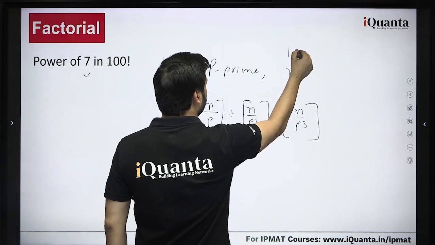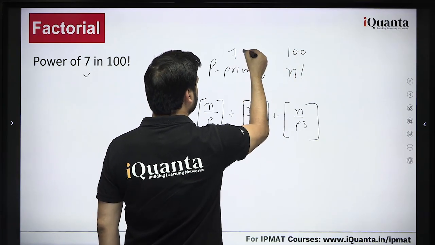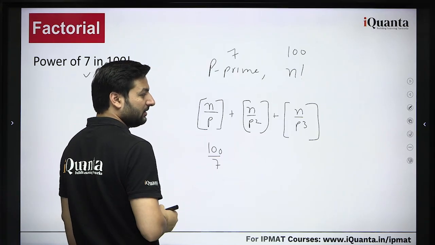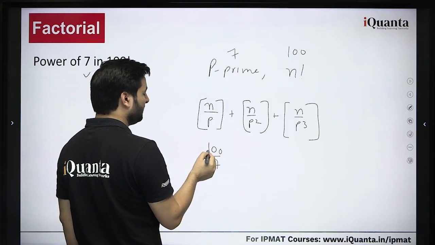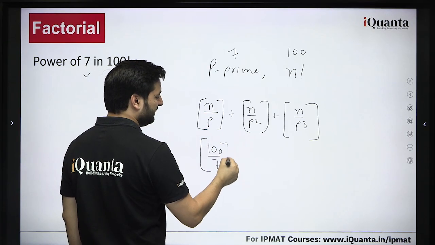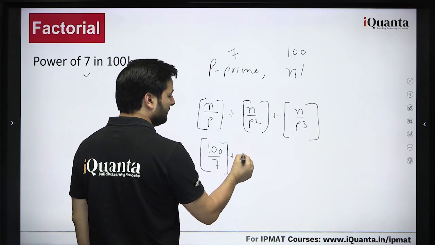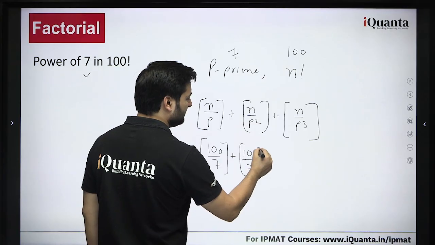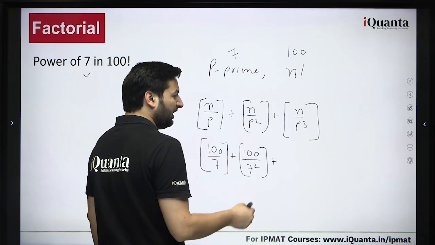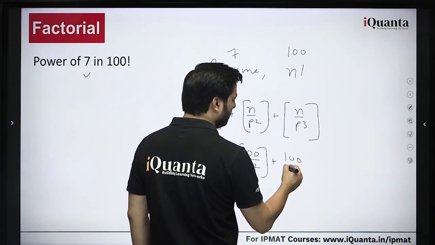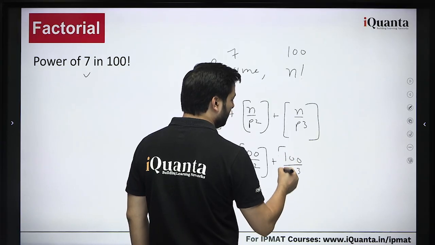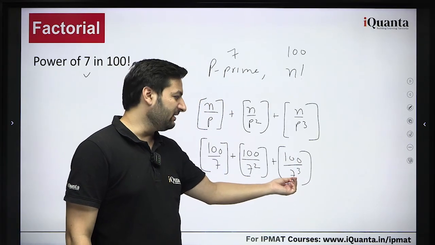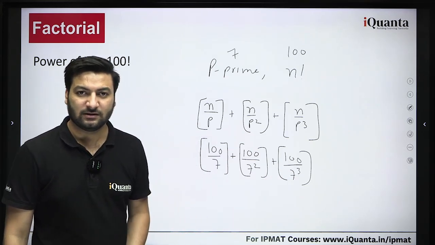My n is 100 over here, my prime p is 7. So, I will start with 100 by 7. I am not taking factorial here, just the number 100, and I will find out the integer part of this fraction. Then 100 upon 7 square and again its integer part. If I do 100 upon 7 cube, over here we see that the denominator is 7 cube now. 7 cube is bigger than 100, right.